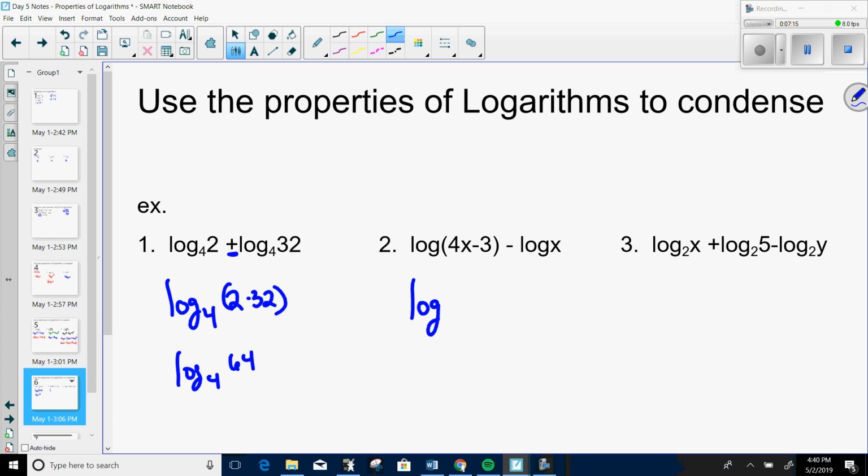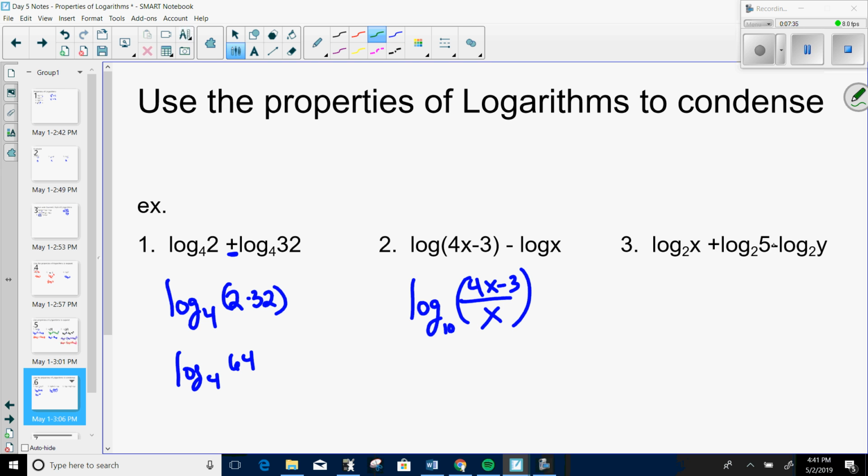Here, we have subtraction. Subtraction changes to division, so this becomes log base 10 of 4x minus 3 over x, and I always put parentheses around this just to clean it up a little bit, to really show that that's one logarithm. And remember, if you want, you can put that 10 there, but it's not really necessary.